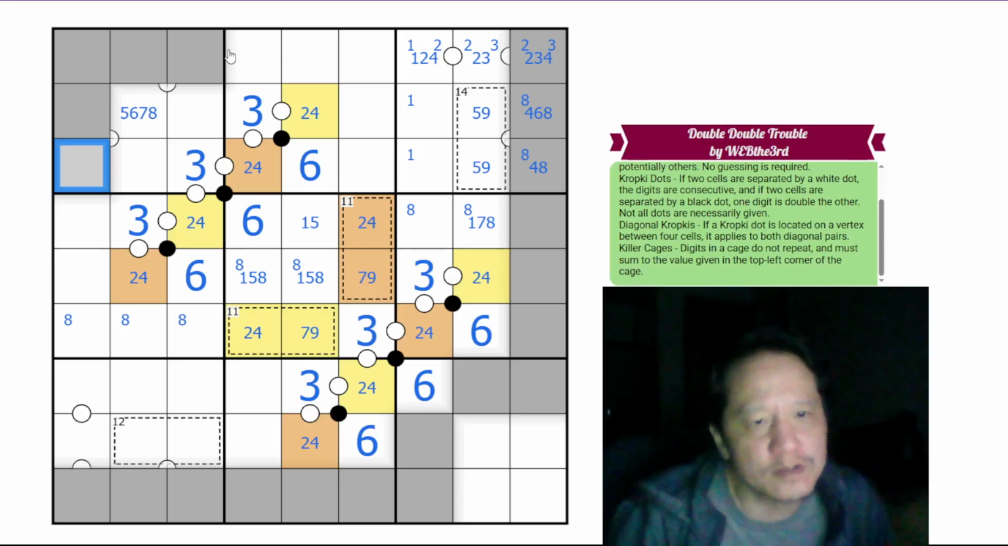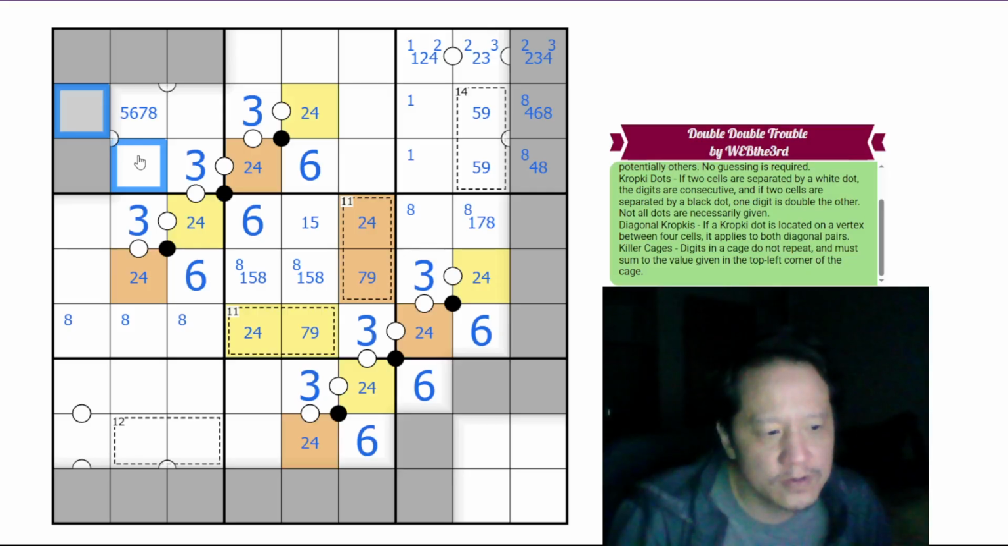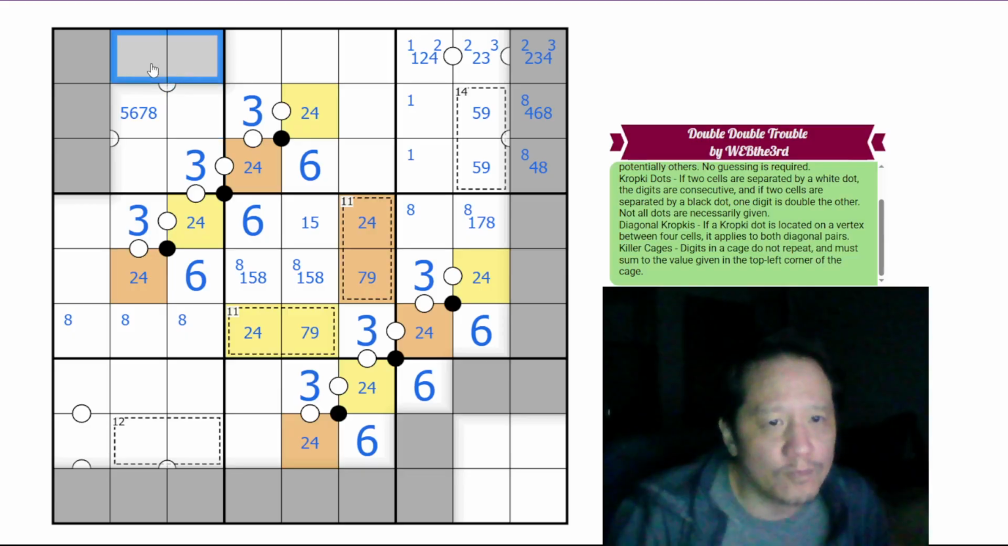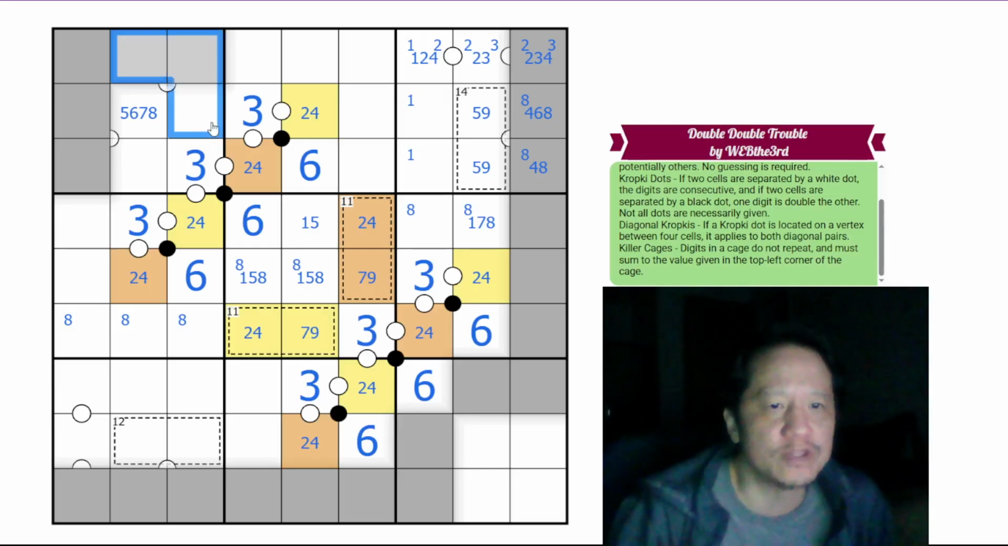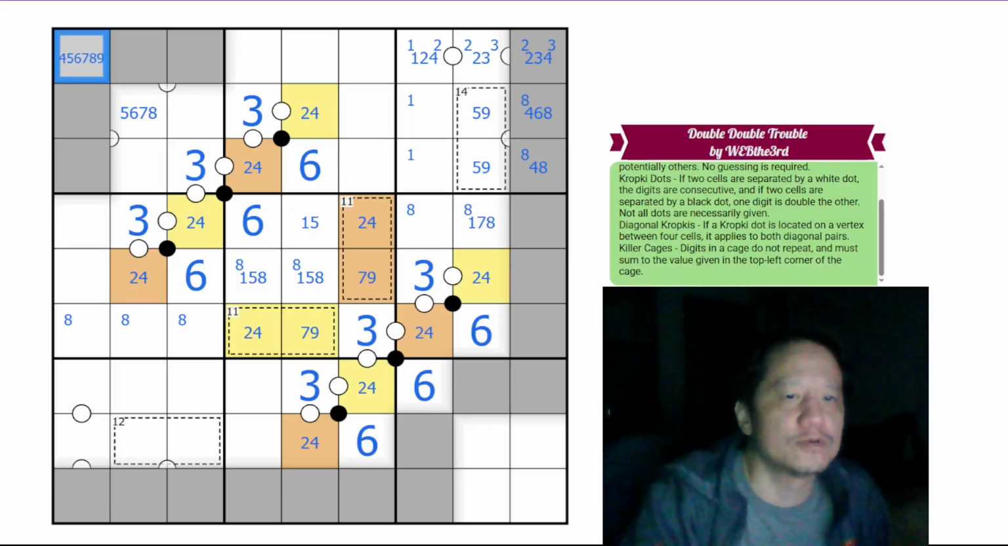Okay, so these 2 are consecutive, these are consecutive, these are consecutive, and these are consecutive. So this cannot be 1 and 2. And 1 and 2 in this upper left-hand box are only consecutive with each other. So this can't be 1 or 2. This is 4 through 9 here.